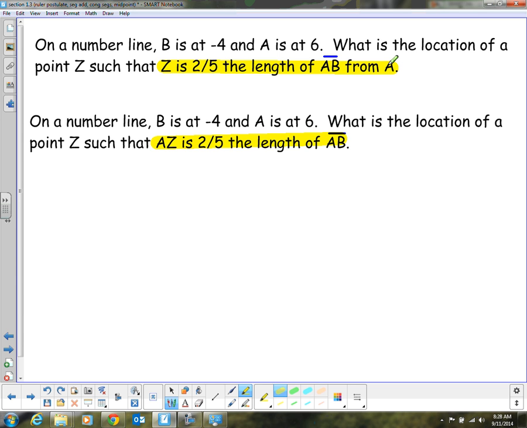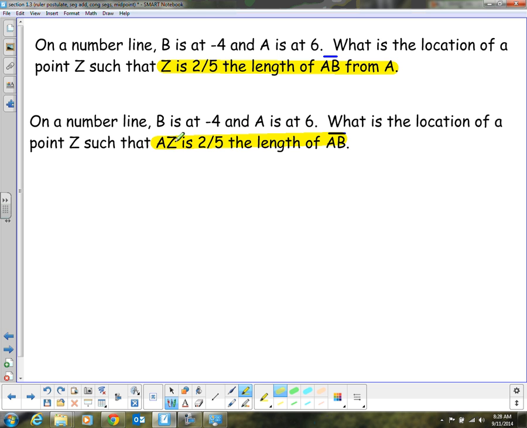Here I said from A. The fact that this is AZ means that it's from A. If this had been BZ, that would have been from B. All right, so these are the step-by-step instructions on how to do it. I think what I'll do is I will write the directions and then do each part of it. And again, these are the exact same problem.